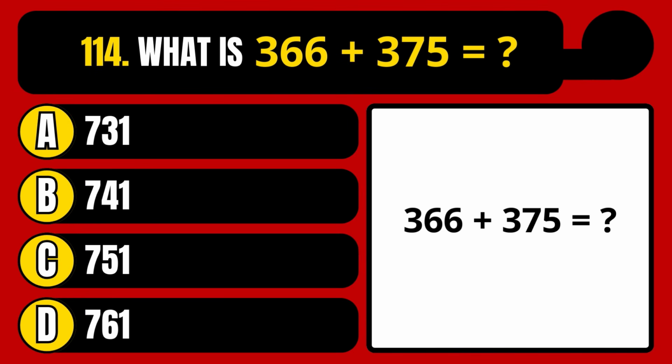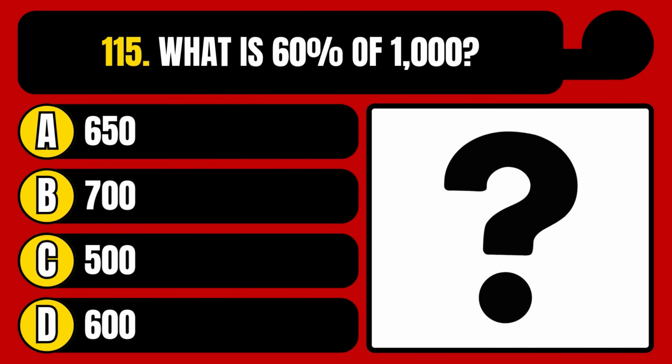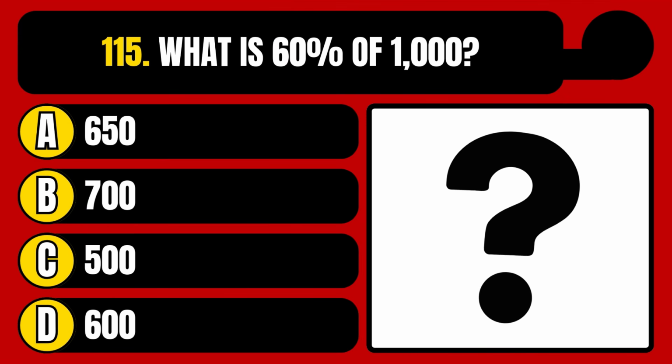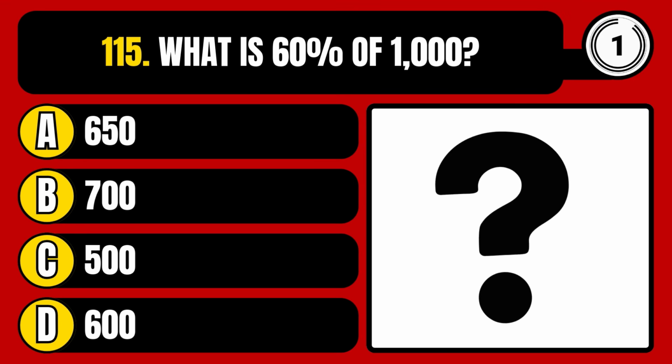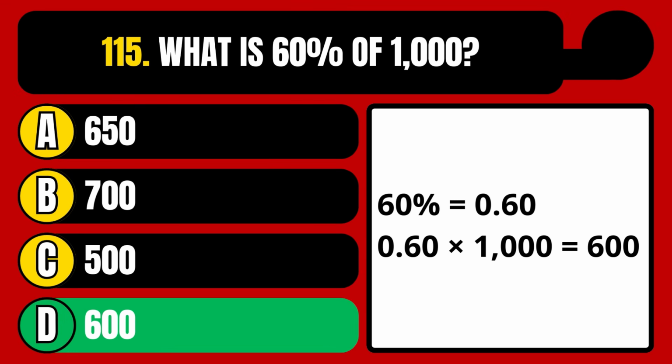What is 366 plus 375? 731, 741, 751, or 761? The correct answer is option B, 741. What is 60% of 1000? 650, 700, 500, or 600? The correct answer is option D, 600.